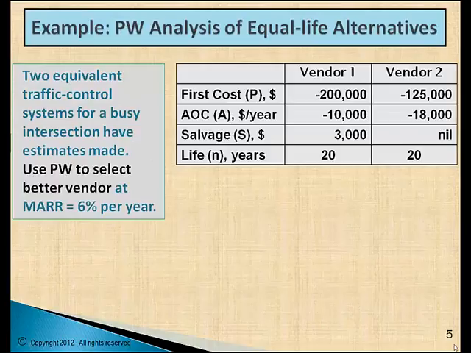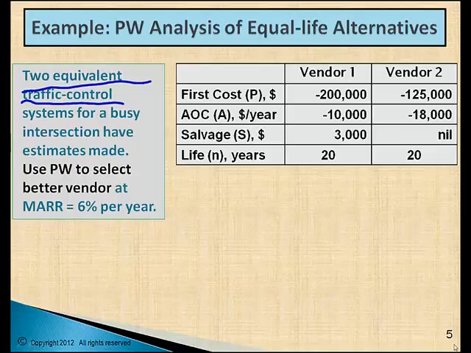This example includes 2 equal service systems for automobile traffic control at a busy intersection, as described in the upper left box. The MARR is 6% per year. Revenues are not estimated. Therefore, the projects are mutually exclusive and they are cost alternatives. One will be selected. Vendor 1 has a larger first cost at $200,000, but it has a considerably lower annual operating cost at $10,000 versus $18,000 per year.